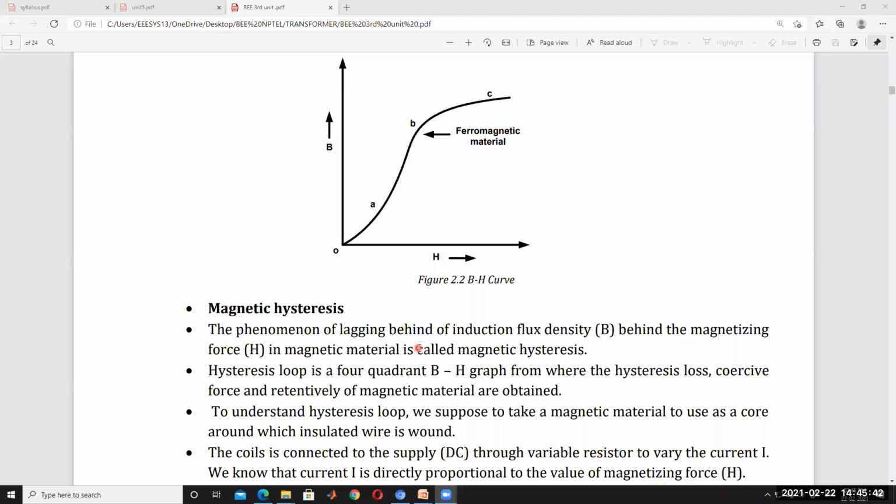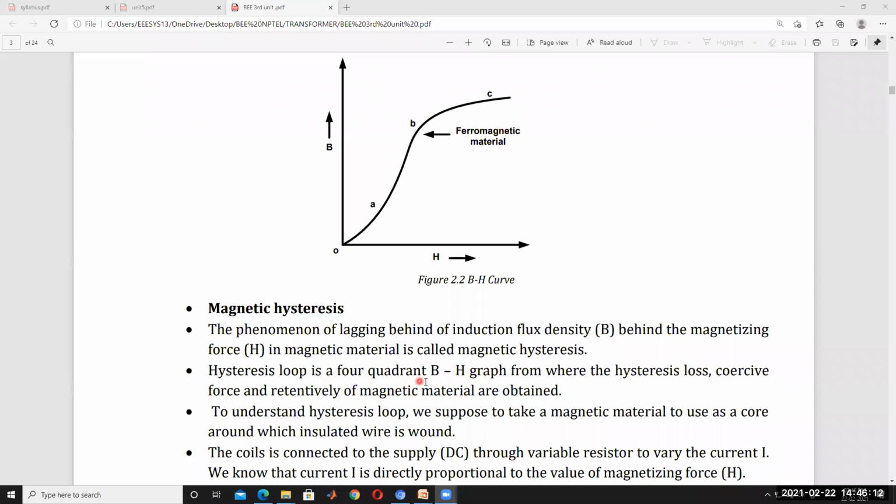The phenomenon of the lagging of induction flux density B behind the magnetizing force H in a magnetic material is called magnetic hysteresis. You can easily understand the concept.